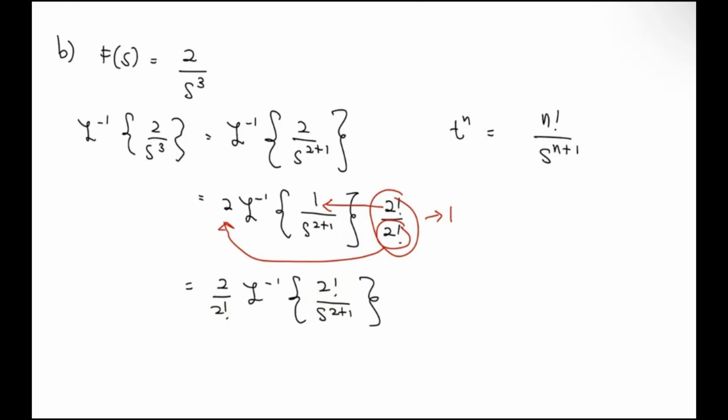So now 2 over 2 factorial, which is 2 divided by 2 factorial, times the Laplace transform of 2 factorial over s^(2+1). So this one is equal to t to the power of 2, times 2 over 2, which is 1. So multiplied by 1, this is equal to t squared.